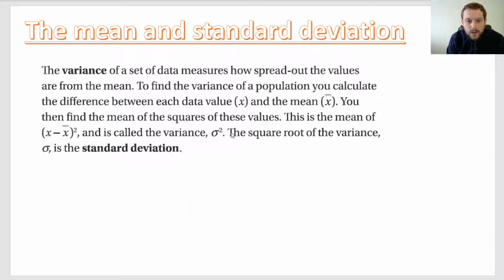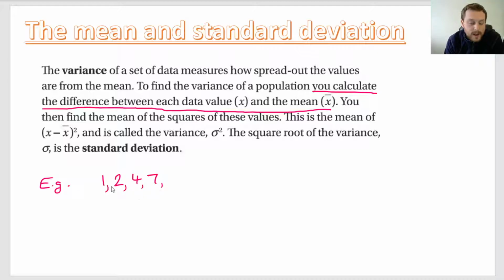Okay, so this part here, you calculate the difference between each data value and the mean. So let's just focus on this part first, okay, and then we'll read the rest. So for example, e.g., let's do it with 5 numbers, 1, 2, 4, 7, and this is what do I want?